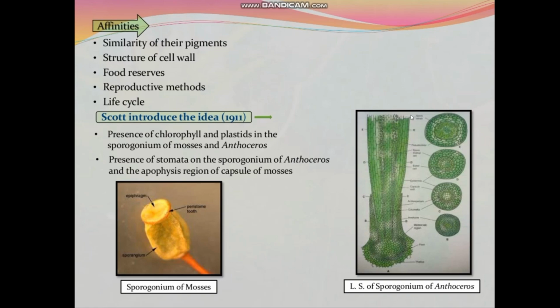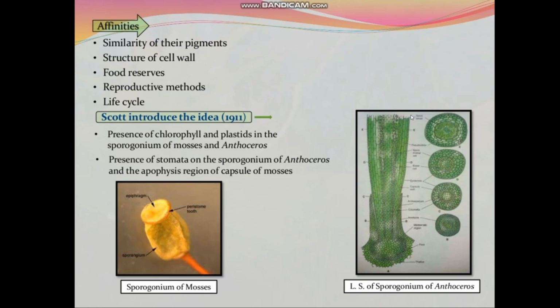Affinities: similarities in their pigments, structures of cell wall, food reserves, reproductive method and life cycle. Scott introduced the idea in 1911: presence of chlorophyll and plastids in the sporogonium of moss and Anthoceros, and presence of stomata on the sporogonium of Anthoceros and the apophysis region of the capsule of mosses.